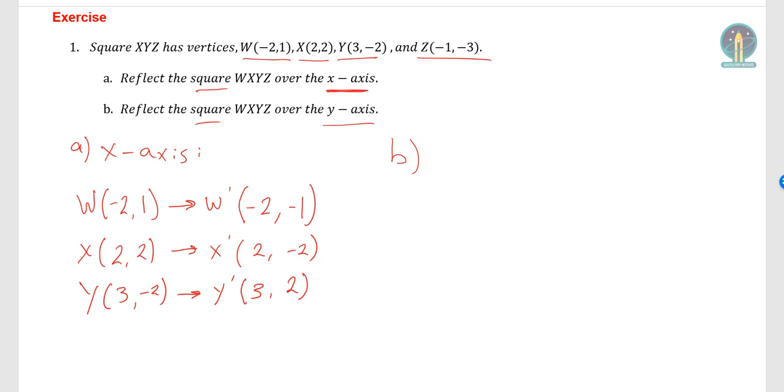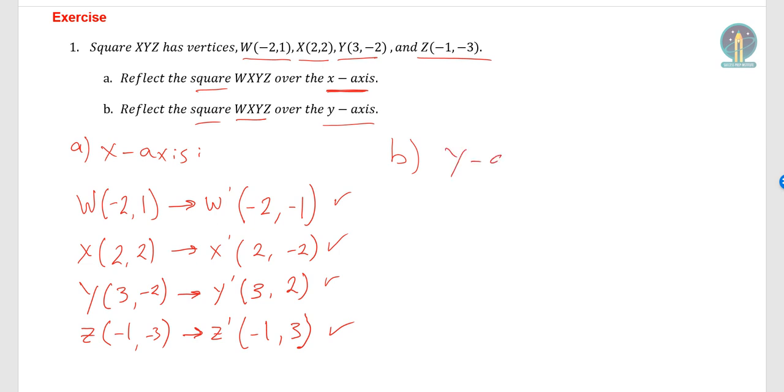Point Z, which is (-1, -3), becomes Z prime, which is (-1, 3). Okay, so this is the result for reflecting over the x-axis. Now we need to reflect the same object, square WXYZ, over the y-axis.